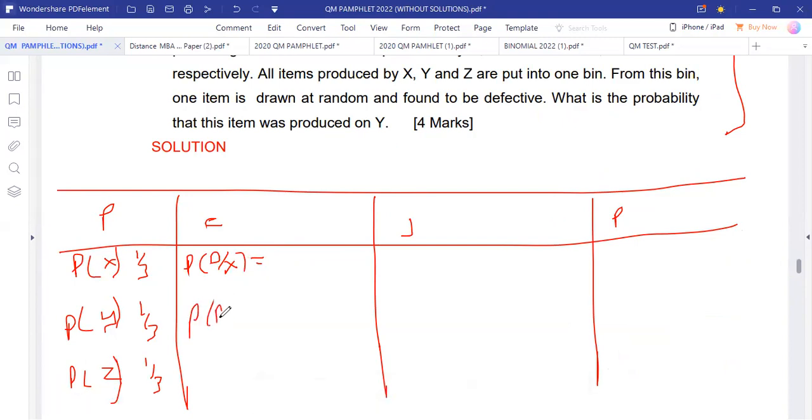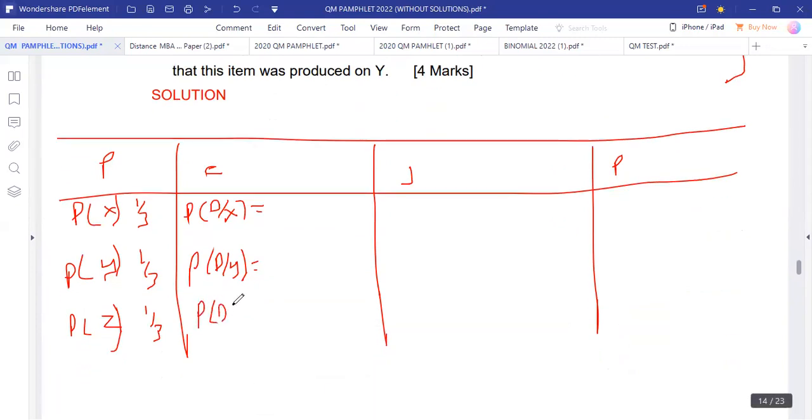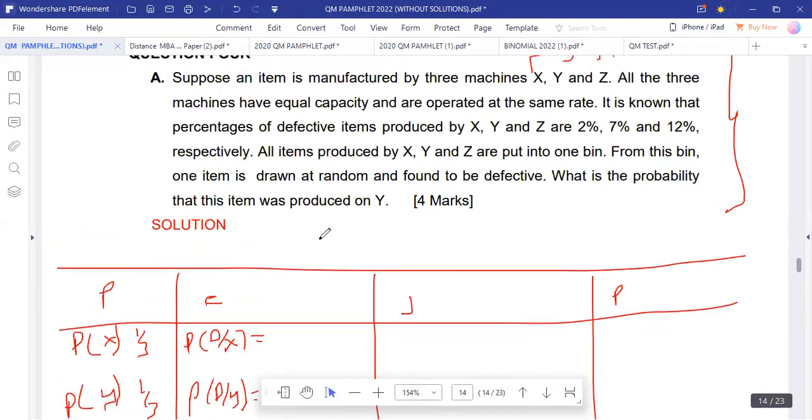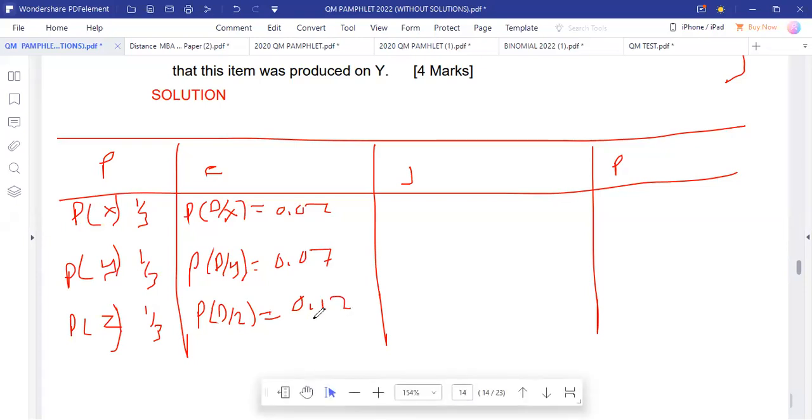Defective coming from Y was what? And defective coming from Z, we had 2, 7, and what? 12. So 0.02, 0.07, and 0.12.